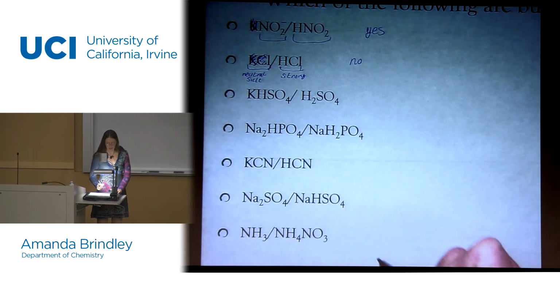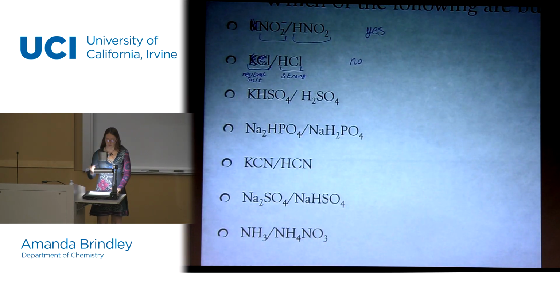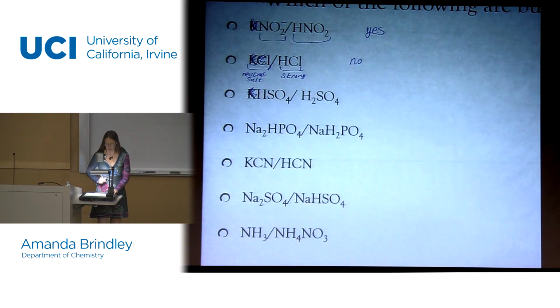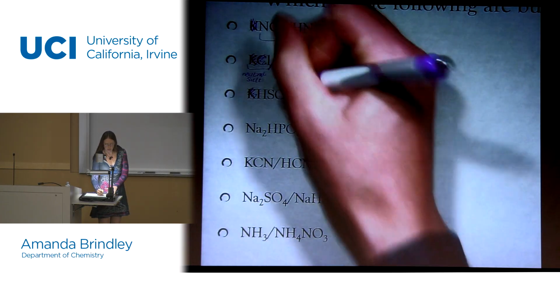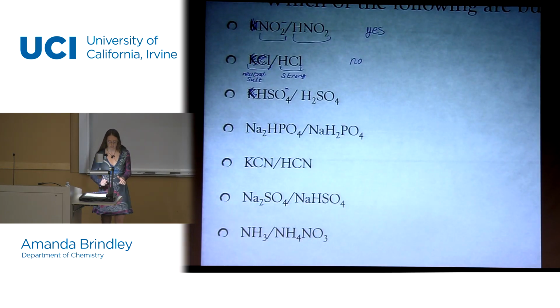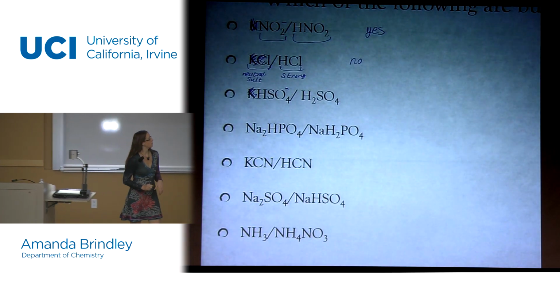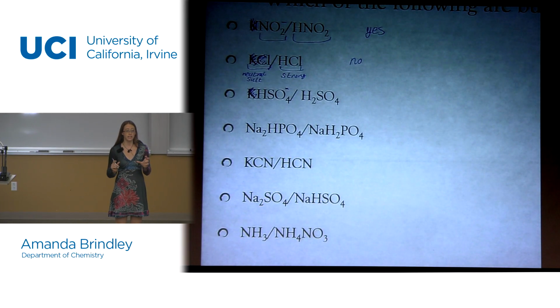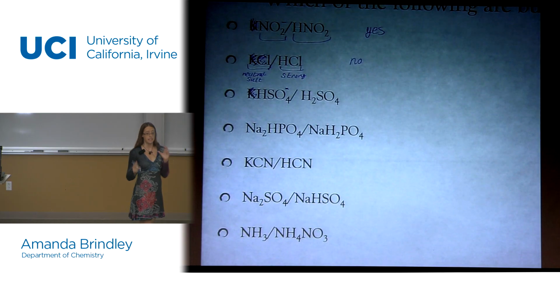Okay, now this one. We can ignore the potassium like normal. Let's kind of scribble that out. So now we have HSO4 minus and H2SO4. We've got to be a little bit careful with this one. It kind of looks like it, right? It looks like we have an acid-base pair.